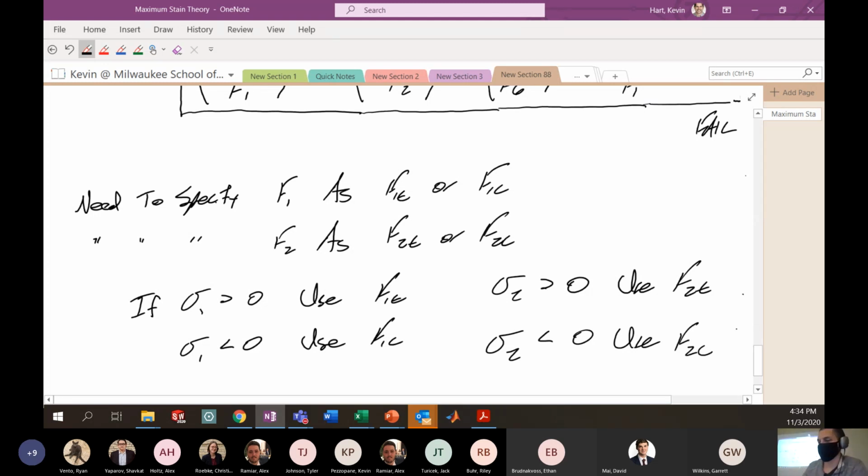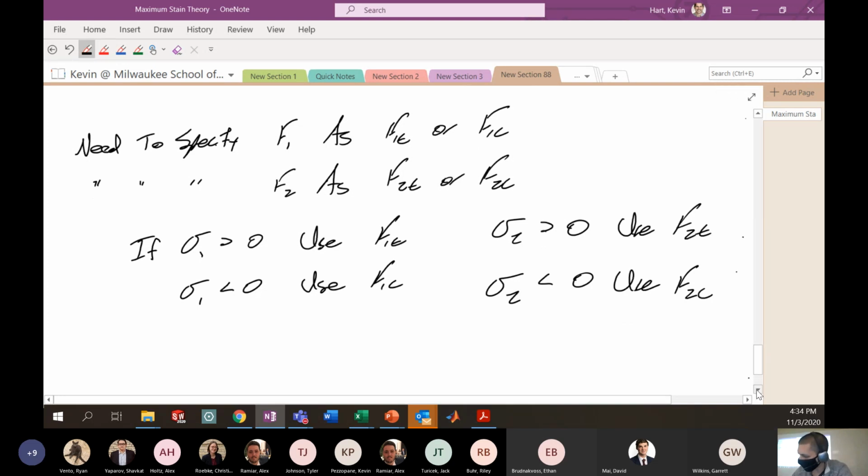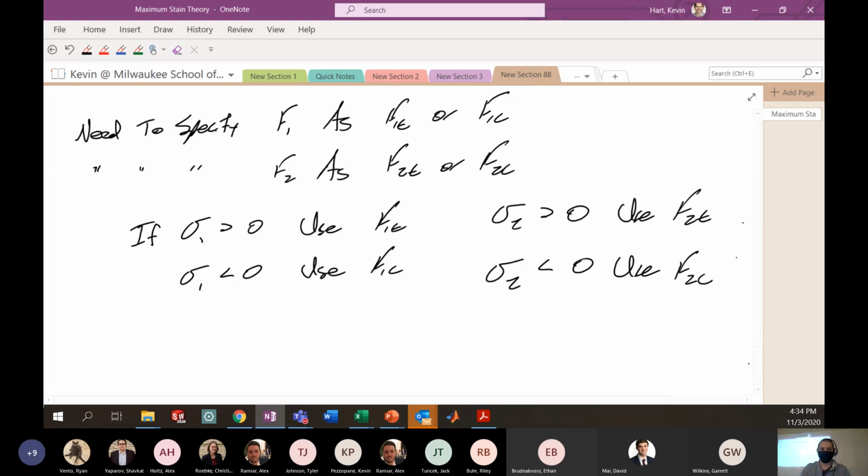Okay. I think this idea is pretty straightforward. If you know that your stress in the one direction is in tension, it is normalized by the failure stress that would cause tension. If you know that your stress in the one direction is in compression, it is normalized by the failure strength that would cause compression. Same thing over here for these two directions. So there you go. Now, what does that failure envelope actually look like?